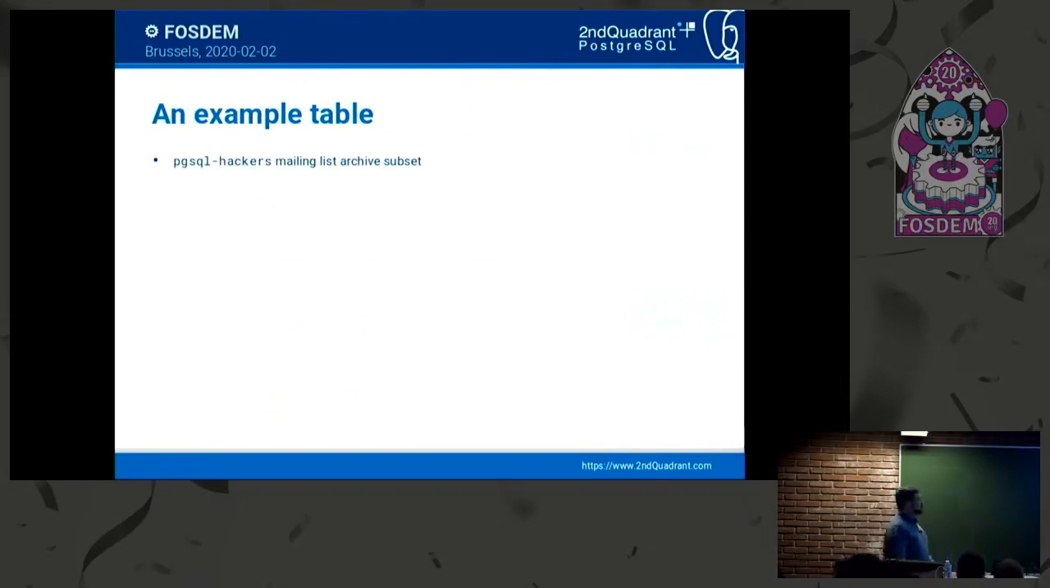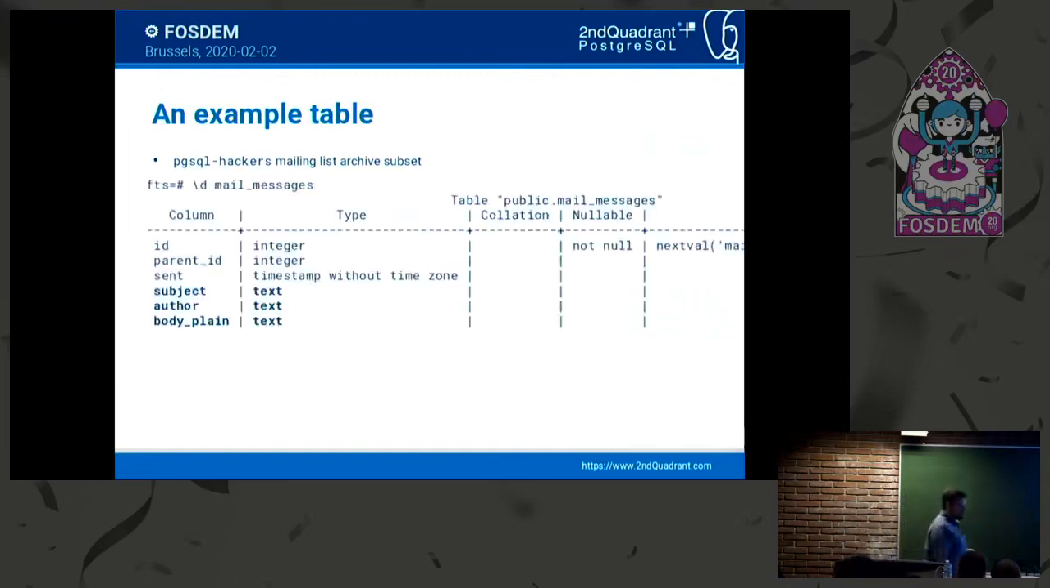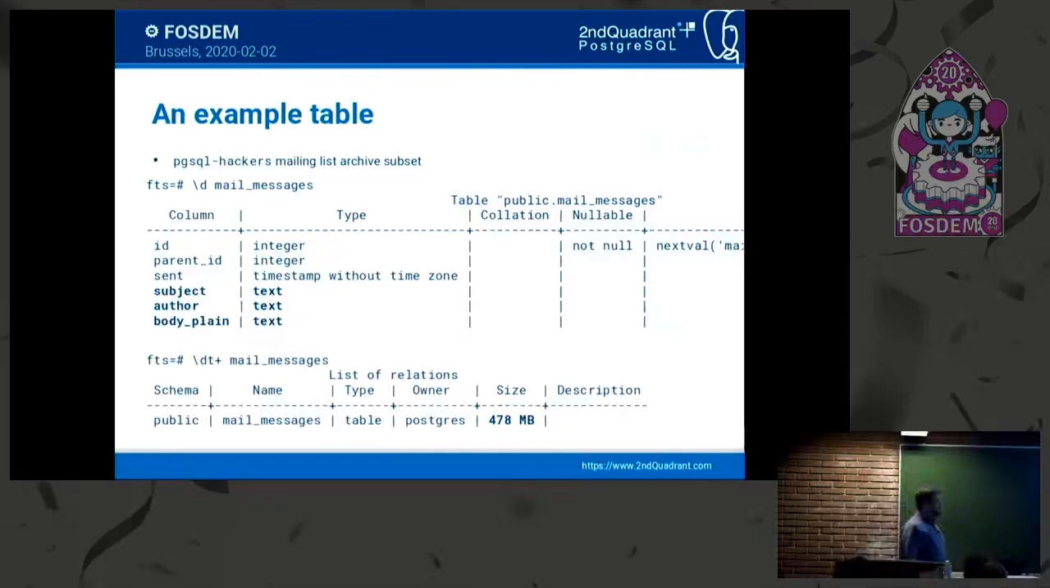So let's use an example table of the contents of PostgreSQL Hackers, the mailing list. The contents have an ID, parent ID, which email you replied to, and sent timestamp. What we're interested in here is the subject, the author, and the body of the email in plain text. So how big is this? This is 478 megabytes.